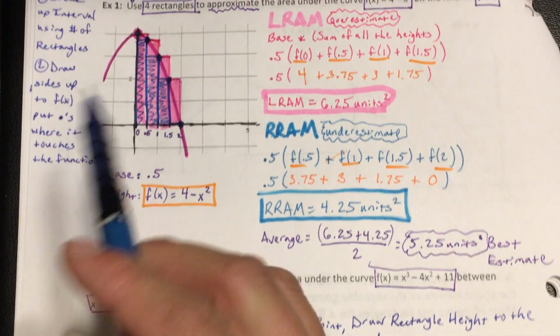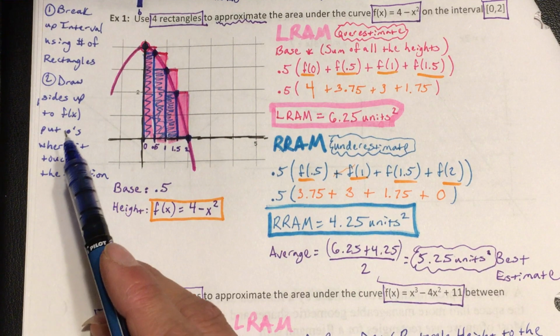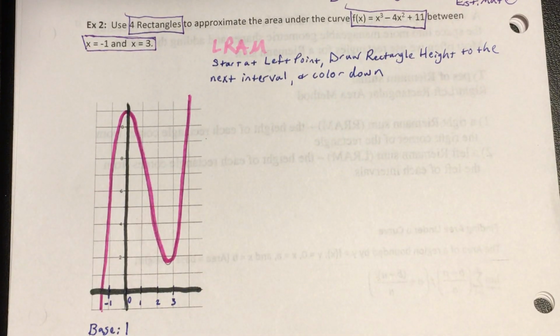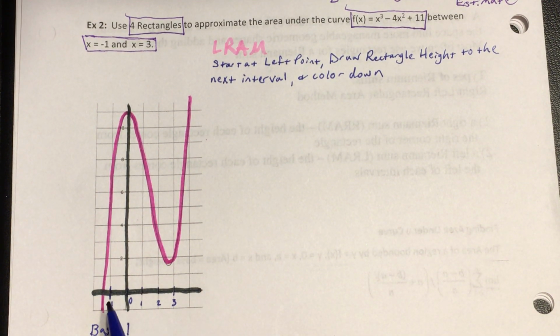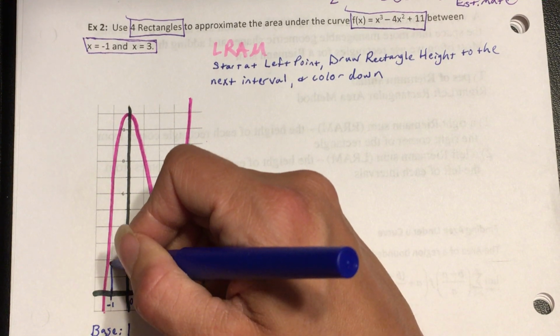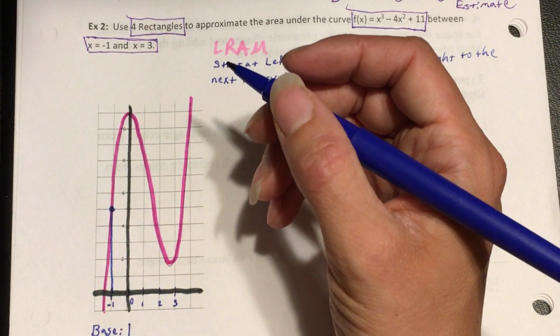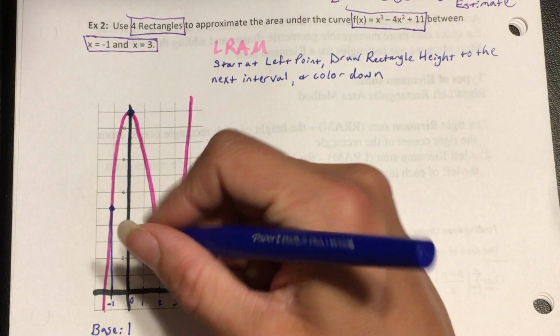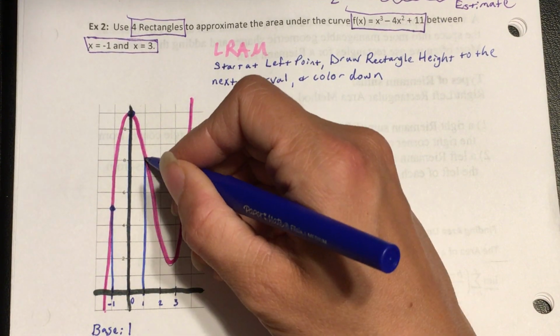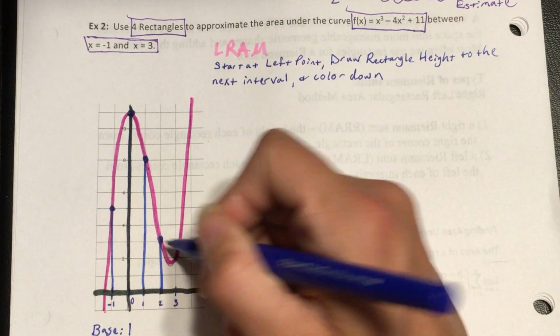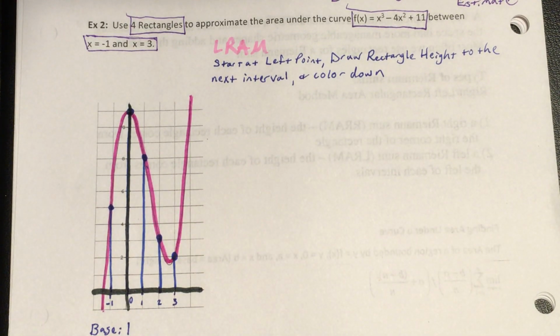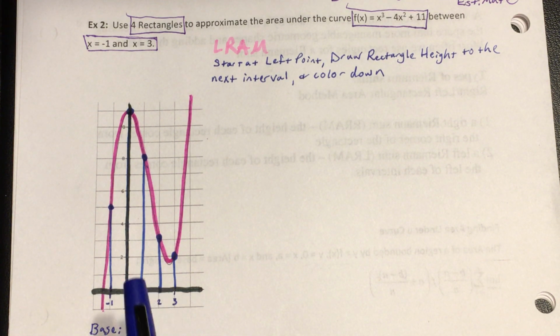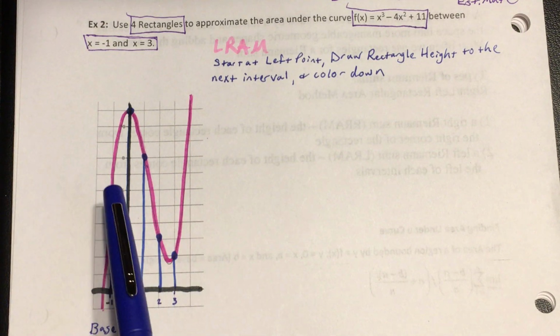So next, we are going to draw the sides up to our function and put dots where it touches the function itself. So we're going to go to each of those interval tick marks. And again, we're not going all the way to the left. We're not going all the way to the right. Our interval starts at -1. So we are going to draw up and put a dot where it hits the function, and draw up, and draw up. Perfect. So again, this is how we outline each of these problems, whether we're doing the LRAM or the RRAM. You're always going to want to start with breaking up the interval and making the dots on the function.